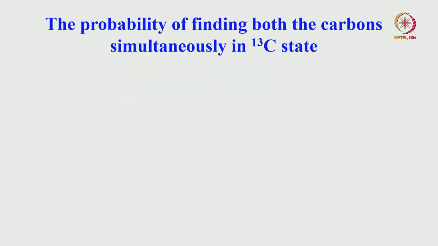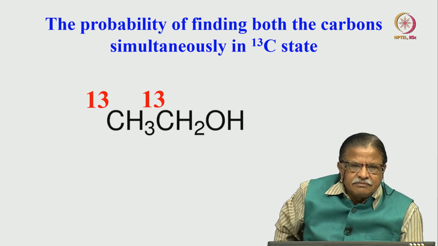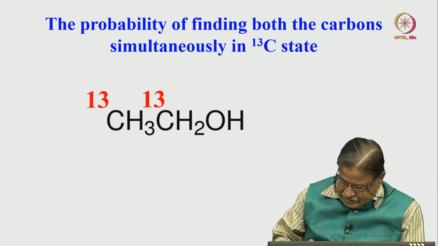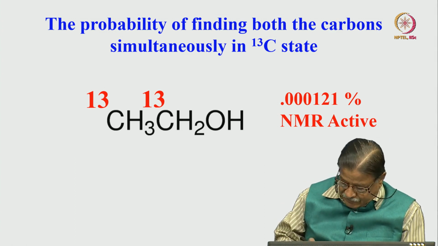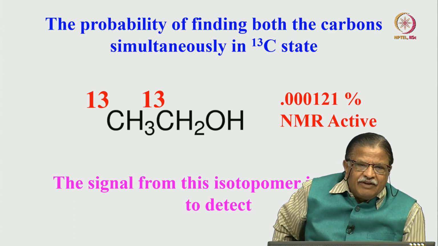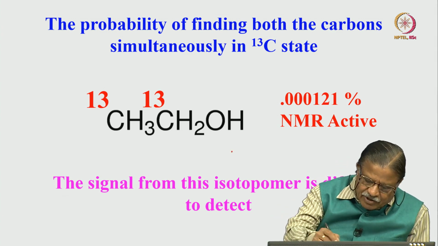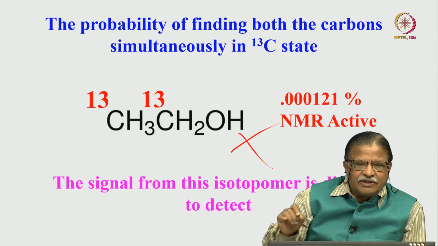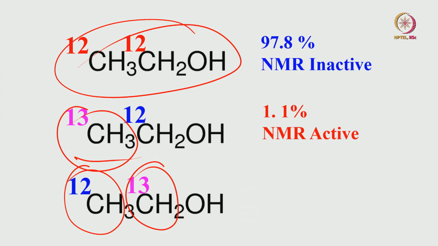Go to a situation like this. The probability when both the carbons are present simultaneously as carbon-13, I told you, is 0.000121 NMR active, but this is very difficult to see. The signal from this isotopomer is not easy to detect, very difficult to detect. So we will forget about this because it is anyway difficult to detect. So we have to worry about only these things.